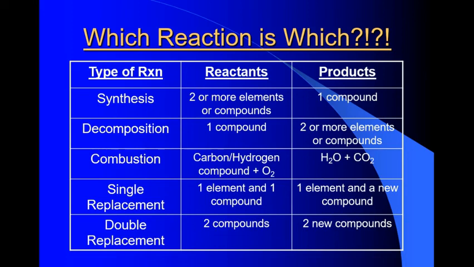Decomposition, you're going to recognize as having 1 compound on the reactant side, so it only has 1 reactant. And then it'll have 2 or more elements or compounds on the product side. Combustion, we identify because it has oxygen as a reactant. Single replacement has 1 guy who's single and 1 guy who's in a compound on both sides. Double displacement has 2 compounds on the reactants, 2 compounds on the products.